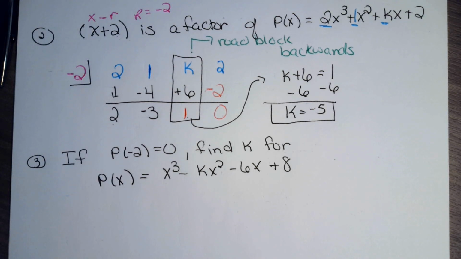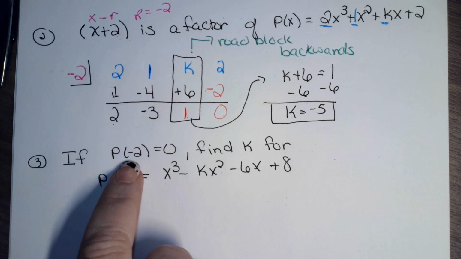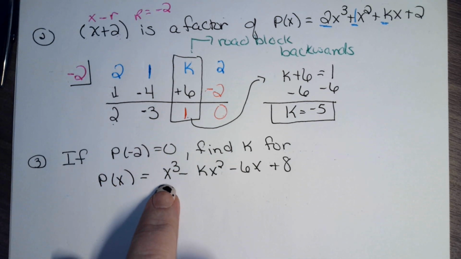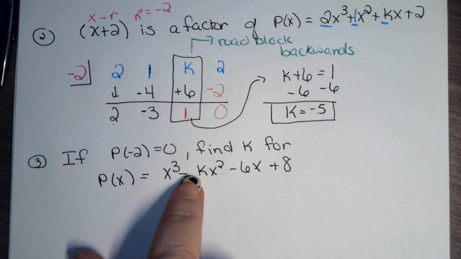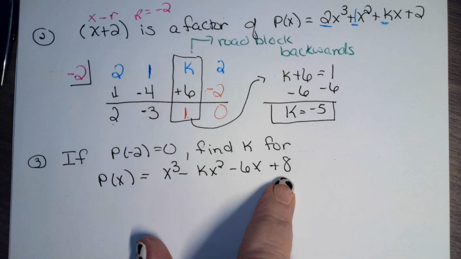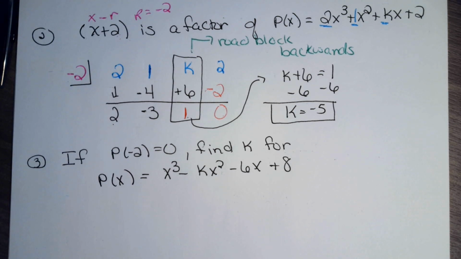Alright, now that you got this copied, see if you can figure out how to set it up. P of negative 2 equals 0. Find k for the polynomial x cubed minus kx squared minus 6x plus 8. So take about 15 seconds and set this problem up.